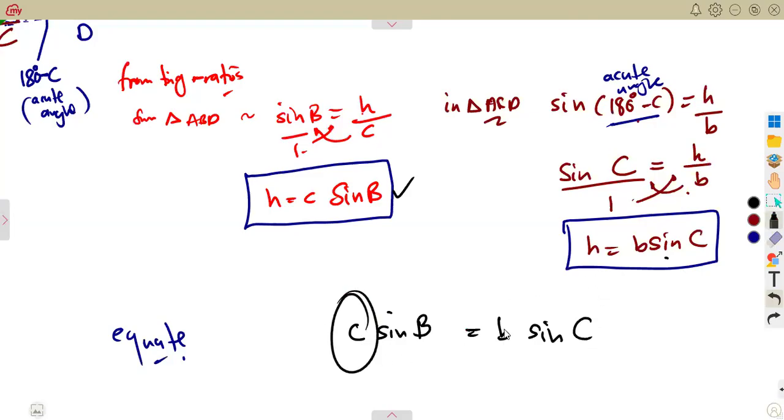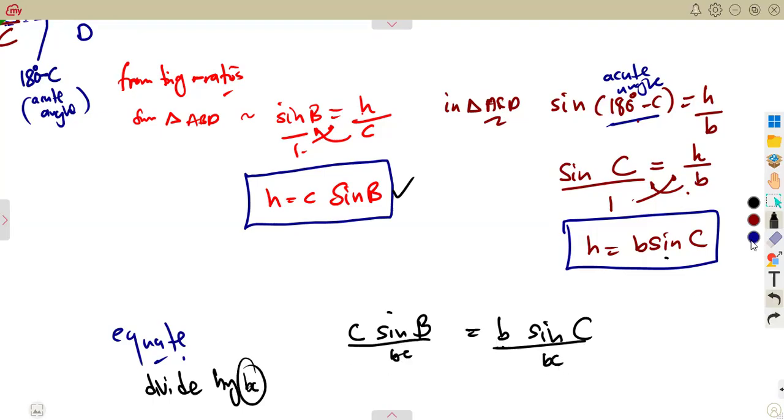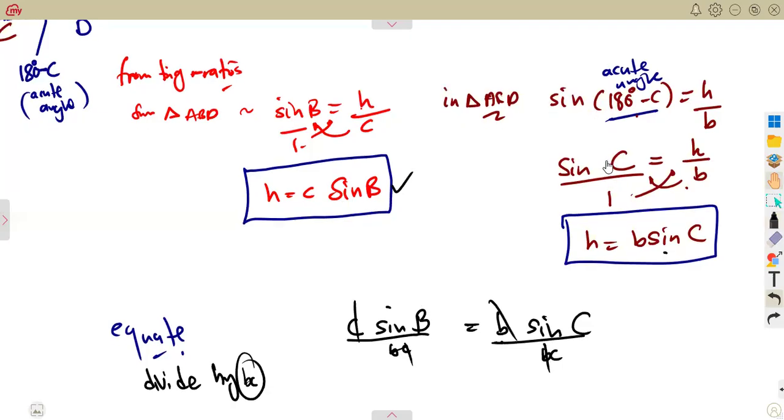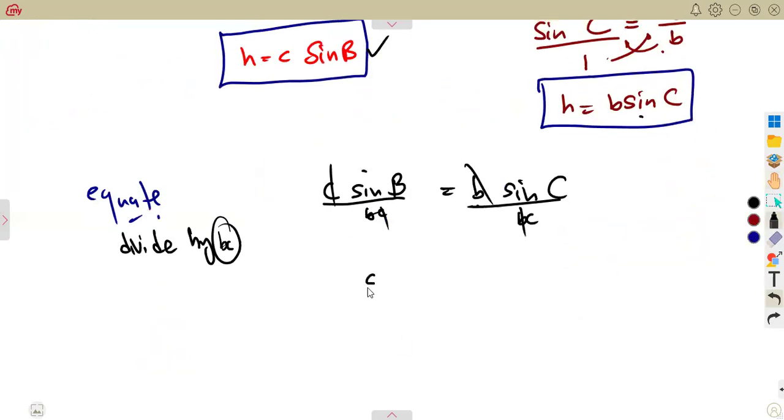Just like the previous case, you want to remove this C, you also want to remove this B. So simply divide by what you want to remove. So you divide by B and C together, so you divide by BC. By dividing this part by BC and this part by BC, we cancel the C and the C, the B and the B. That is, we have a ratio that we are used to, which is the sine of B over B equal to the sine of C over C. That's the sine rule.